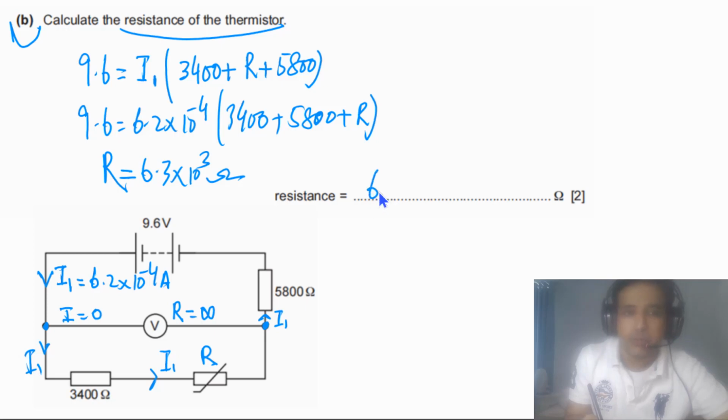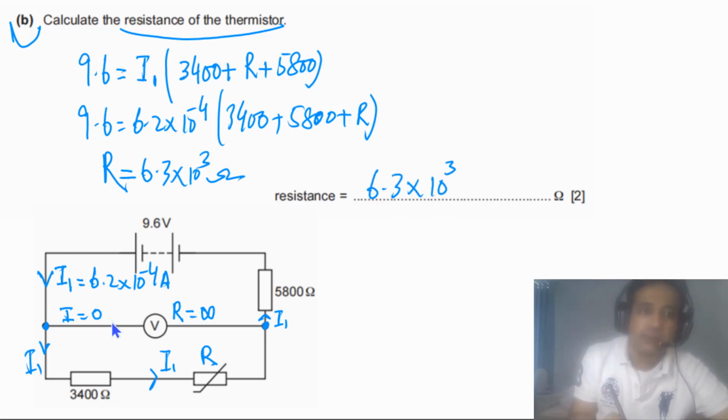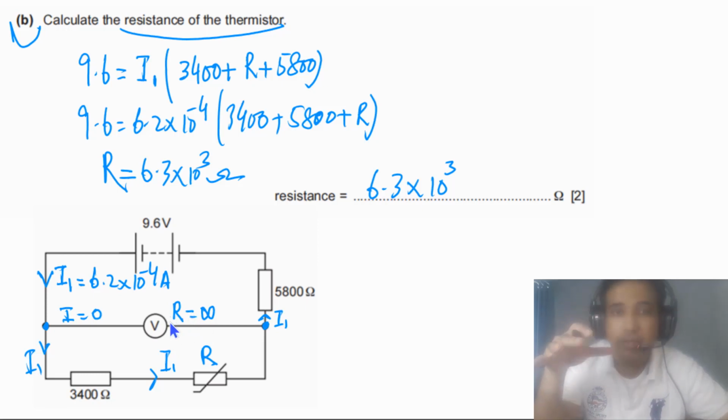So this is the resistance of the thermistor. Pretty straightforward question. Don't get confused with this one, thinking that some current is passing through this. No current is passing through this one because the resistance of an ideal voltmeter is infinite.